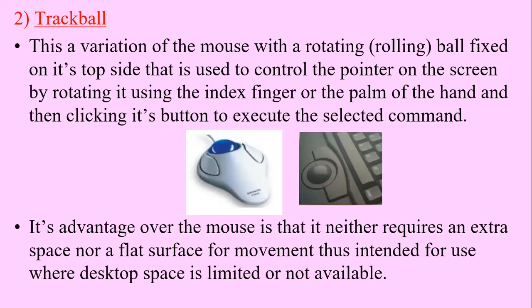The second device is the trackball. A trackball is a variation of the mouse, but with a rotating or rolling ball fixed on its top side that is used to control the pointer on the screen by rotating it using the index finger or the palm of the hand and then clicking its button to execute the selected command. This picture illustrates a trackball. Now, its advantage over the mouse is that it neither requires extra space nor a flat surface for movement, and therefore it is intended for use where desktop space is limited or not available.